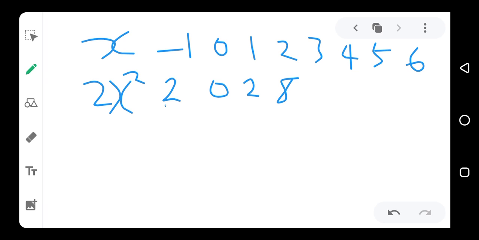For 3, we are going to have 18. For 4, we are going to have 32. For 5, we are going to have 50. And for 6, we are going to have 72.